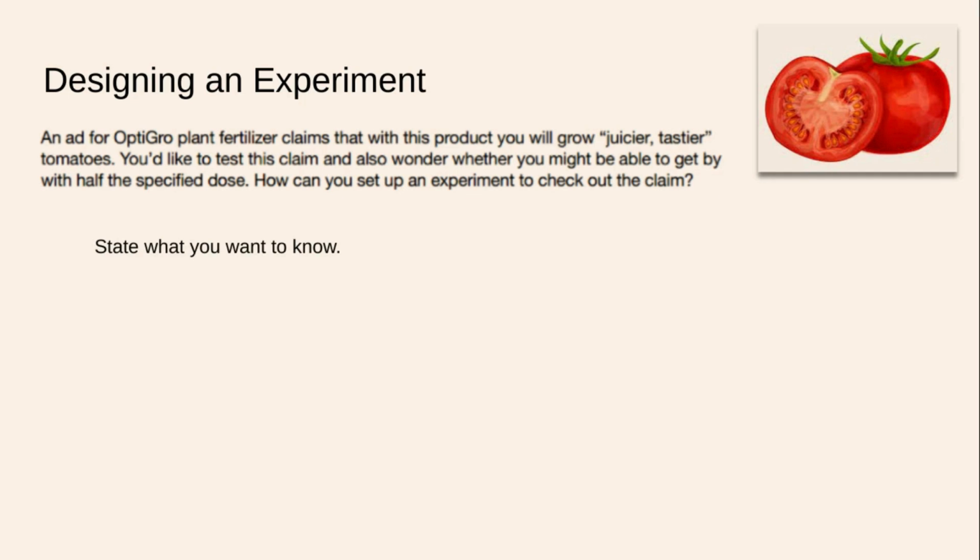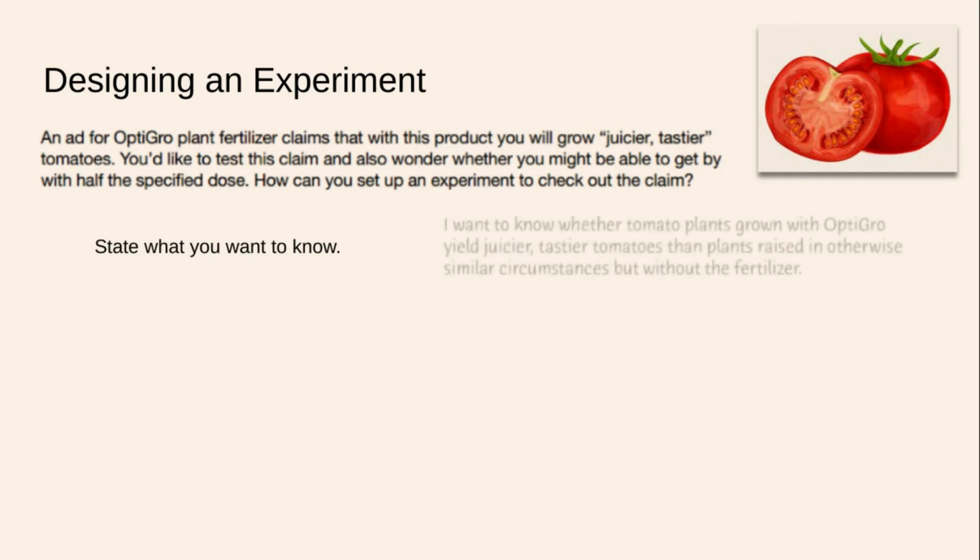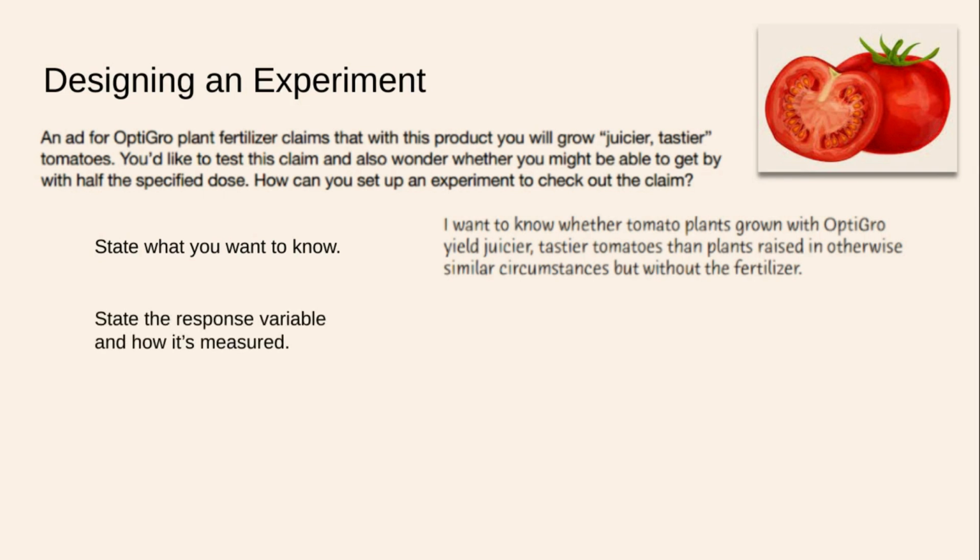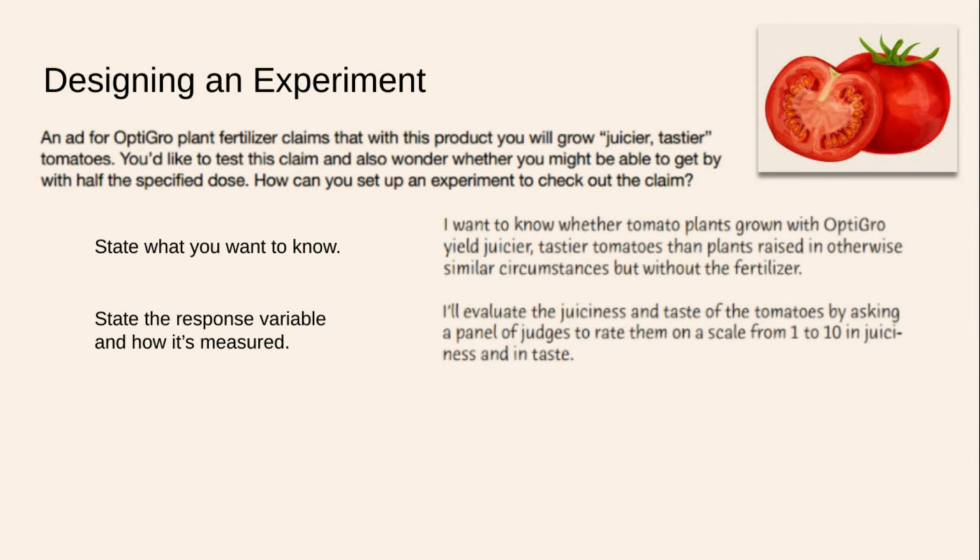Well, first thing we want to do is state what we want to know. We want to know whether the tomato plants grown with OptiGrow yield more desirable tomatoes than plants raised in otherwise similar circumstances but without the fertilizer. And now we're going to state the response variable and how it is measured. I'm going to evaluate these desirable qualities of tomatoes by asking a panel of judges to rate them on a scale from 1 to 10 in the desirable qualities.